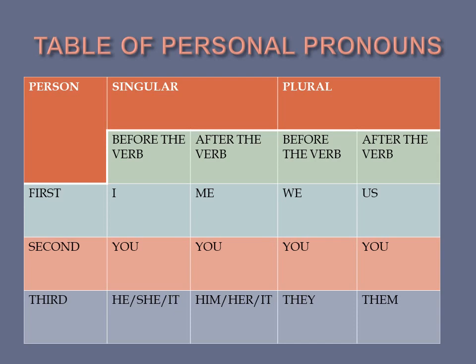In third person, singular number, before the verb the pronouns are he for the masculine gender, she for the feminine gender, and it for the neuter gender. And after the verb, they are him, her, and it. So that is about singular number. Now we will discuss plural number. What is the pronoun that is used before the verb in plural number third person? They. And after the verb, them.